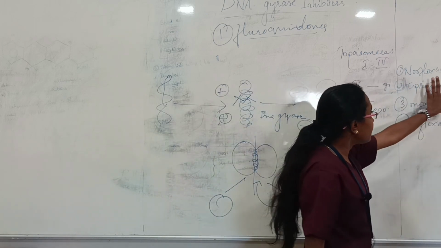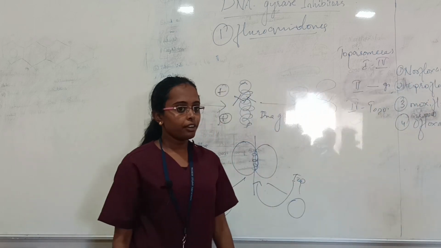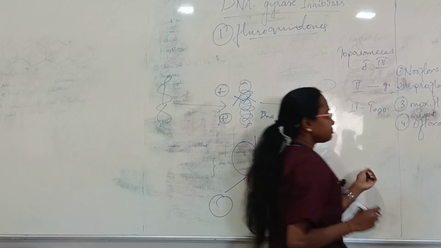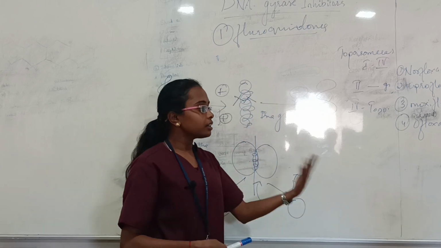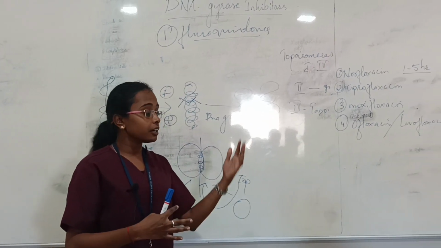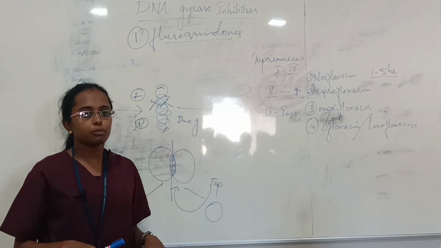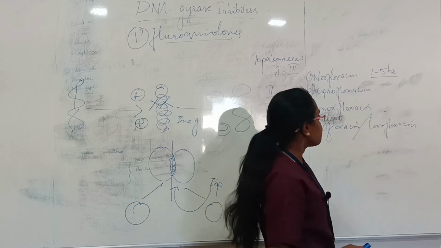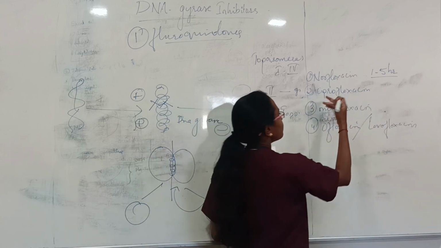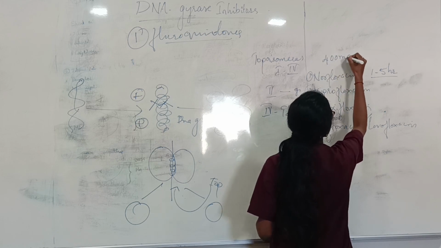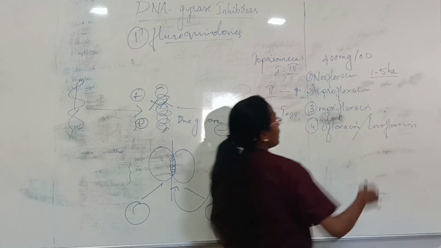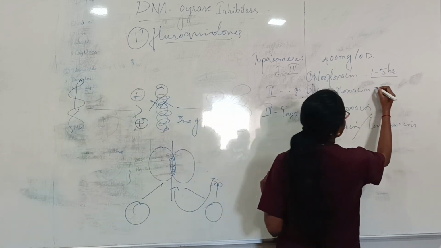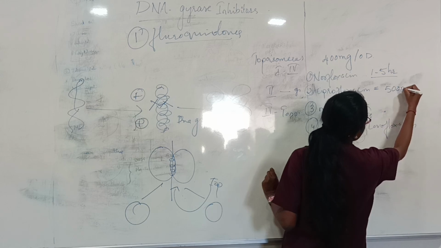Coming to the study of norfloxacin, its half-life is 1 to 5 hours, and the concentration of norfloxacin in the serum is very low, so it has less usage. Then ciprofloxacin, I will tell the dose. The dose is 400 mg per day, and it has renal excretion also. And then coming to ciprofloxacin, 500 mg.